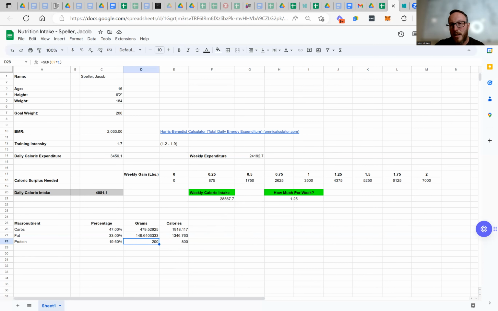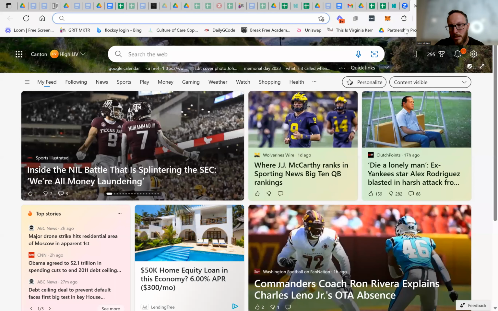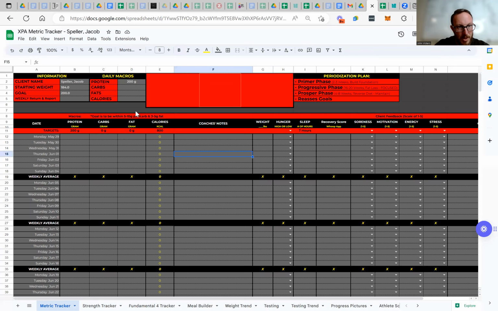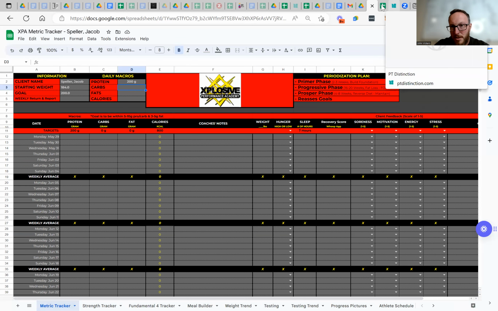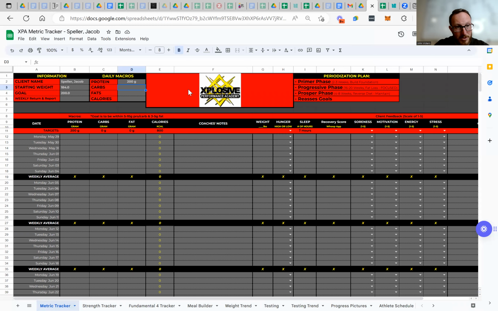And then we come in here. After I get these numbers, I need 20% protein, which is 200 grams of protein. We're going to come over here into his metric tracker. Protein is 200 grams. I already put it there because I already knew what we needed. His carbs are at 479 grams.